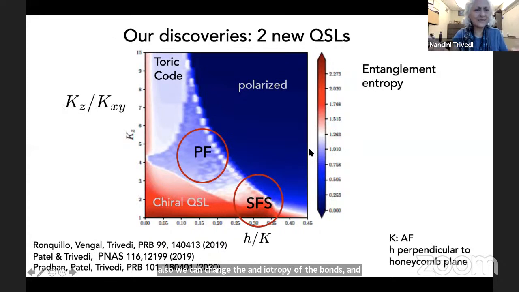You would think it's such a simple model. How much could be going on in one little model? But it's amazing that in addition to the Kitaev spin liquid, which was known, we have found 2 more quantum spin liquids, which are completely different in character, and they have their own independent signatures in experiments.